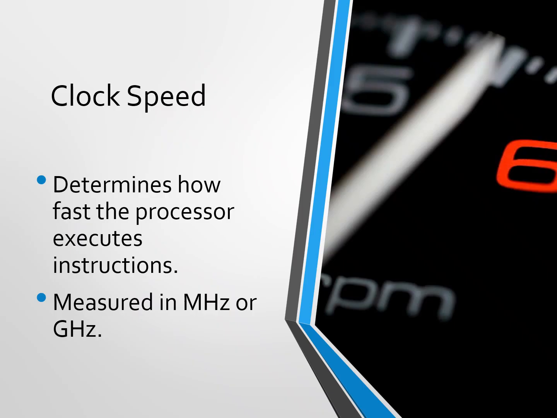And let's talk elaborately about these characteristics. Clock speed. Clock speed determines how fast the processor executes instructions. Okay, it's measured in megahertz or gigahertz. How fast?